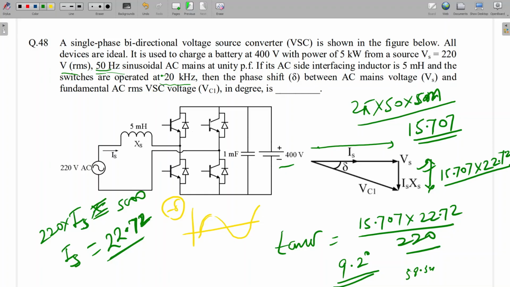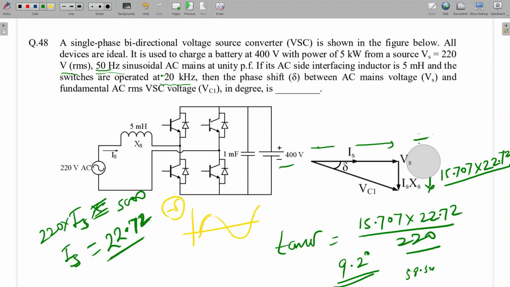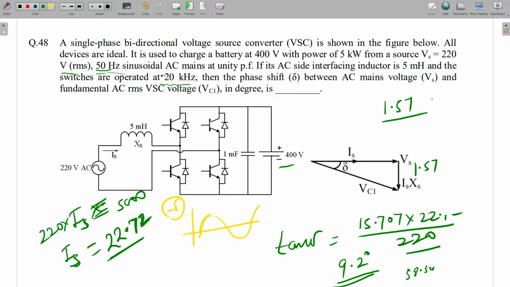Okay, so we'll calculate once. 2 pi into 50 into 5 into 10 to the power minus 3. This one we are getting 1.57, right? Can you check once? 1.57 only it will come. So 1.57 is the X value.